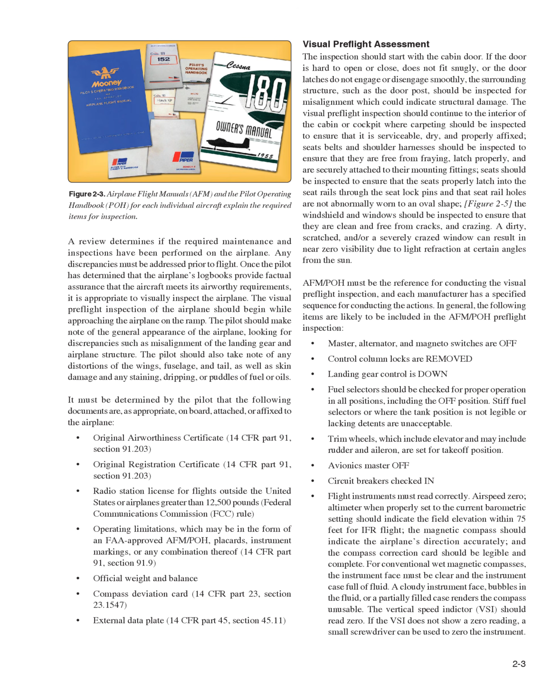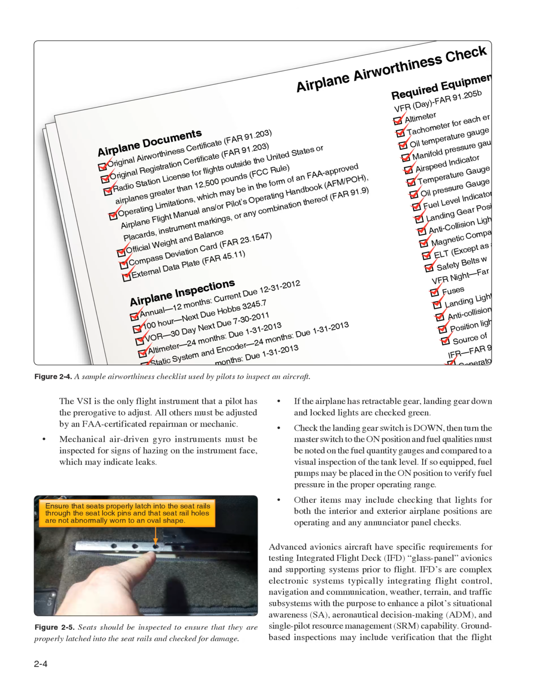The vertical speed indicator, VSI, should read 0. If the VSI does not show a 0 reading, a small screwdriver can be used to zero the instrument. The VSI is the only flight instrument that a pilot has the prerogative to adjust. All others must be adjusted by an FAA certificated repairman or mechanic. Mechanical air-driven gyro instruments must be inspected for signs of hazing on the instrument face, which may indicate leaks.